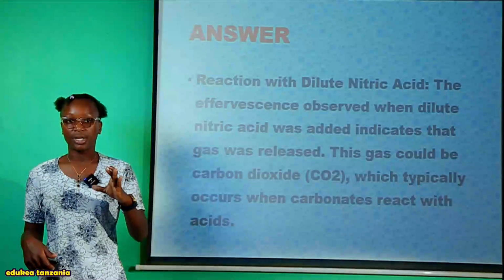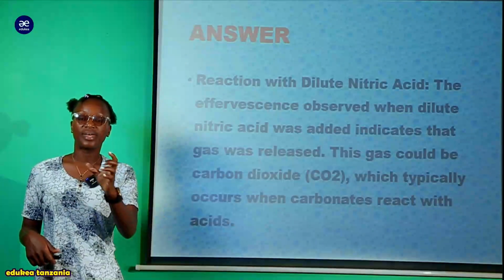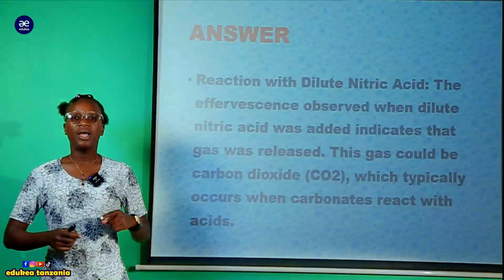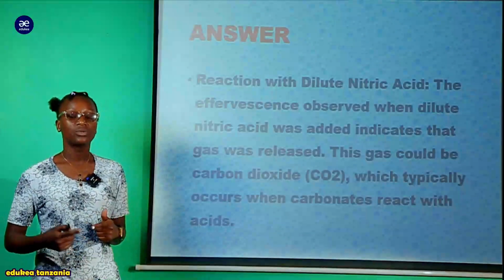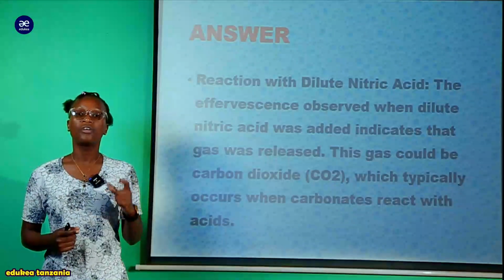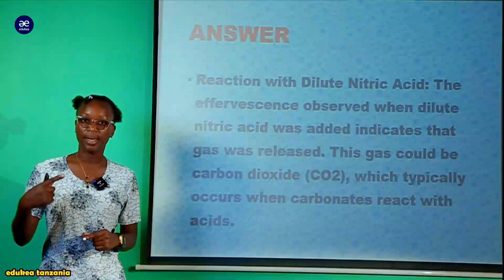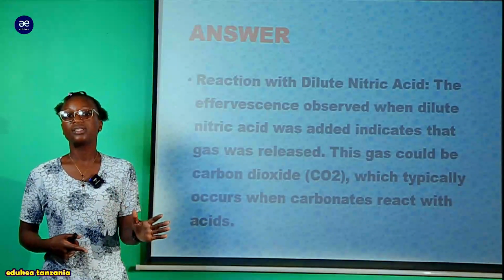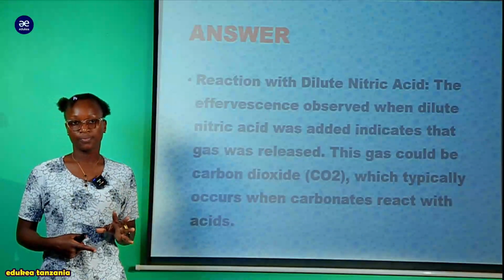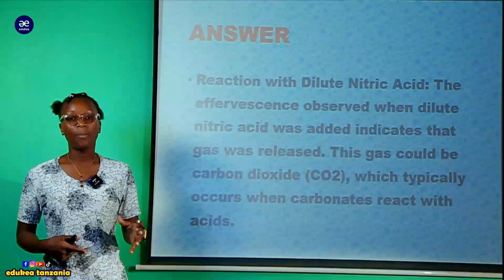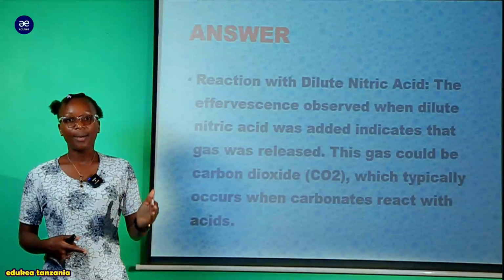Angalia zile reaction, chemical reaction katika carbonate with the acid, matokeo yake ni kitu gani kinakuja. Kwa hiyo utaona kwamba when the carbonates react with the acid, huwa kunakuwa na observation ya hizo effervescences, ambapo obvious the gas which is released or escaping is carbon dioxide gas. Kwa hiyo ushaanza kupata picha what compound X was. Ushaanza kujua compound X ilikuwa ni nini, kumbe ilikuwa ni salt of the carbonate.